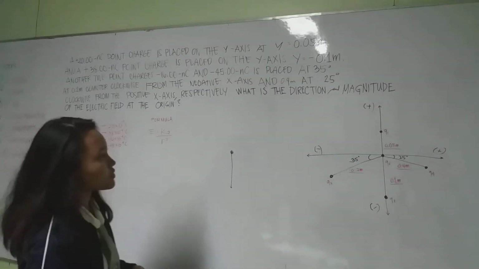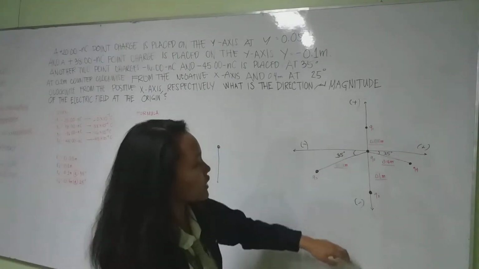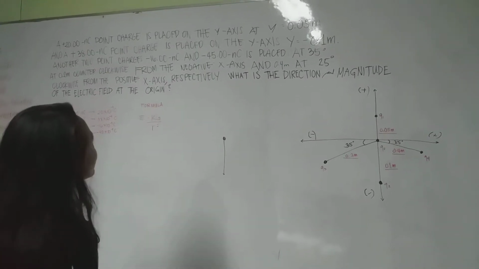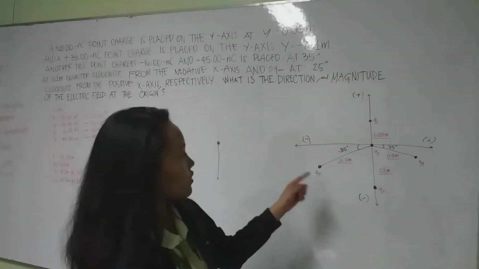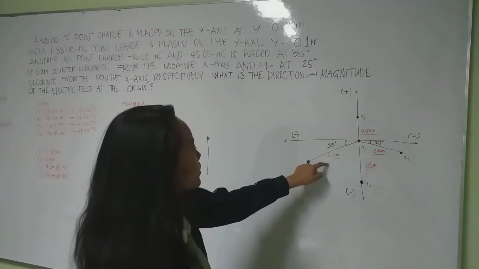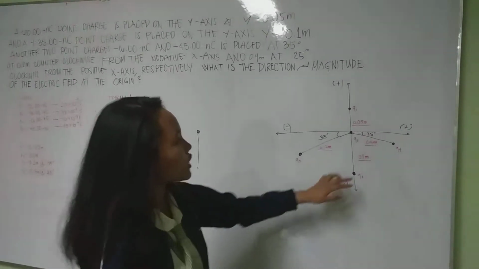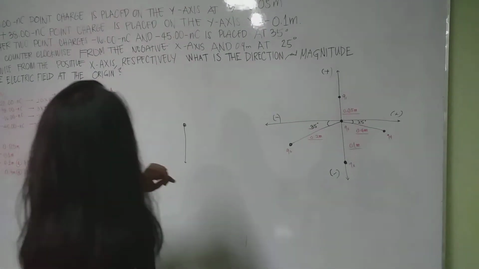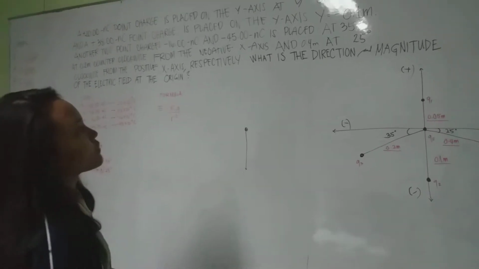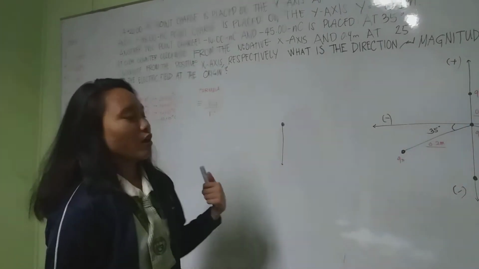Today we'll be talking about how to solve for the electric field. The problem is a positive 20 nanocoulomb point charge is placed on the y-axis at y equals 0.05 meters, and a positive 38 nanocoulomb point charge is placed on the y-axis at y equals negative 0.1 meters. And another two point charges, negative 16 nanocoulomb and negative 45 nanocoulomb, are placed at 35 degrees counterclockwise from the negative x-axis at 0.2 meters, and at 0.4 meters at 25 degrees clockwise from the positive x-axis, respectively. What is the direction and magnitude of the electric field at the origin?